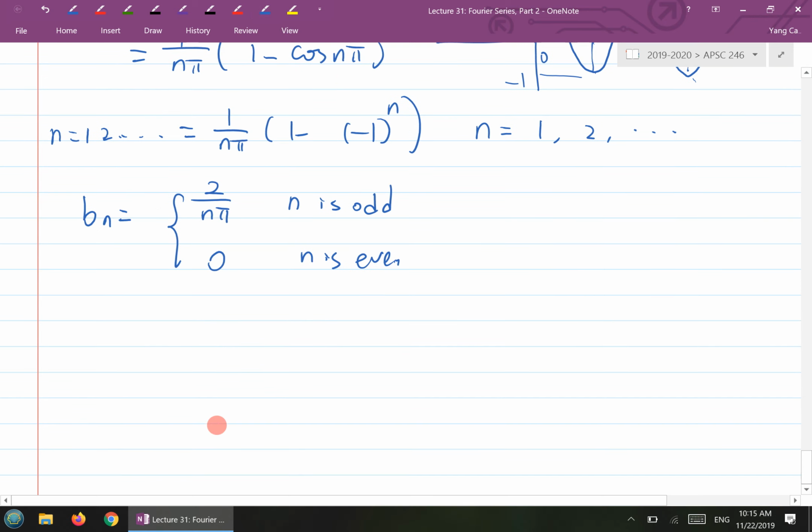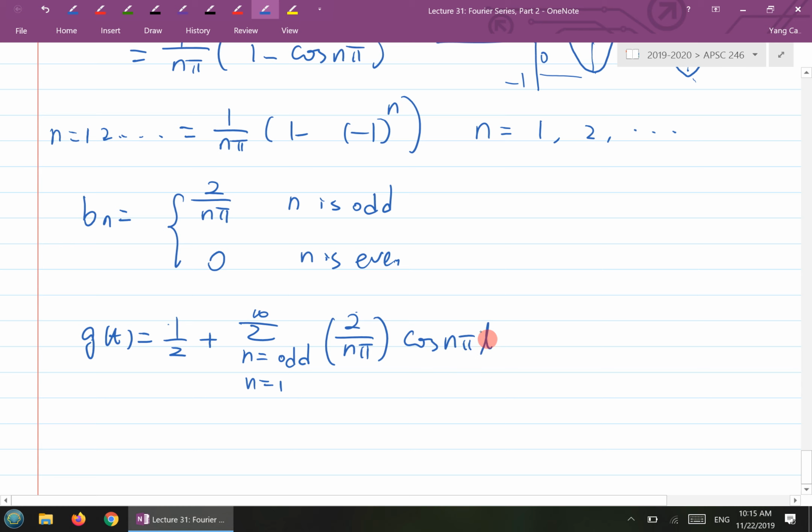And finally, you can put all this together and write g of t out to give you an expression. So what is this g of t, right? So g of t equals 1/2 plus the sum where n is odd, and n starts with 1, and Bn is 2 over n pi, and sine n pi t. So that's g of t.